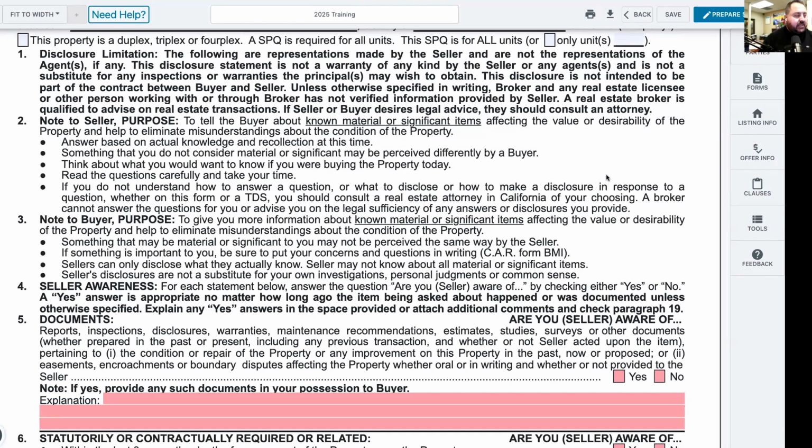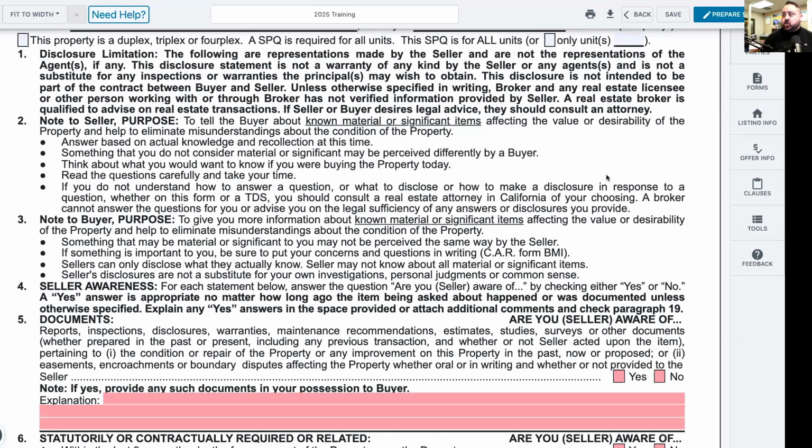Seller awareness. For each statement below, answer the question, are you, seller, aware of, by checking either yes or no. A yes answer is appropriate no matter how long ago the item being asked about happened or was documented, unless otherwise specified. Explain any yes answers in the space provided, or attach an additional comments and check paragraph 19.